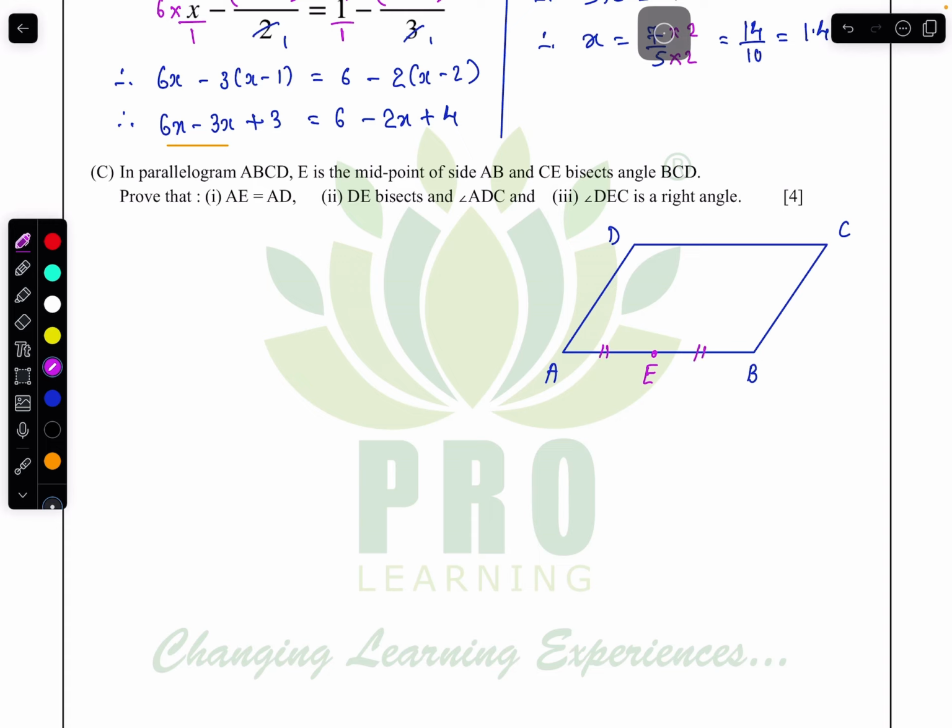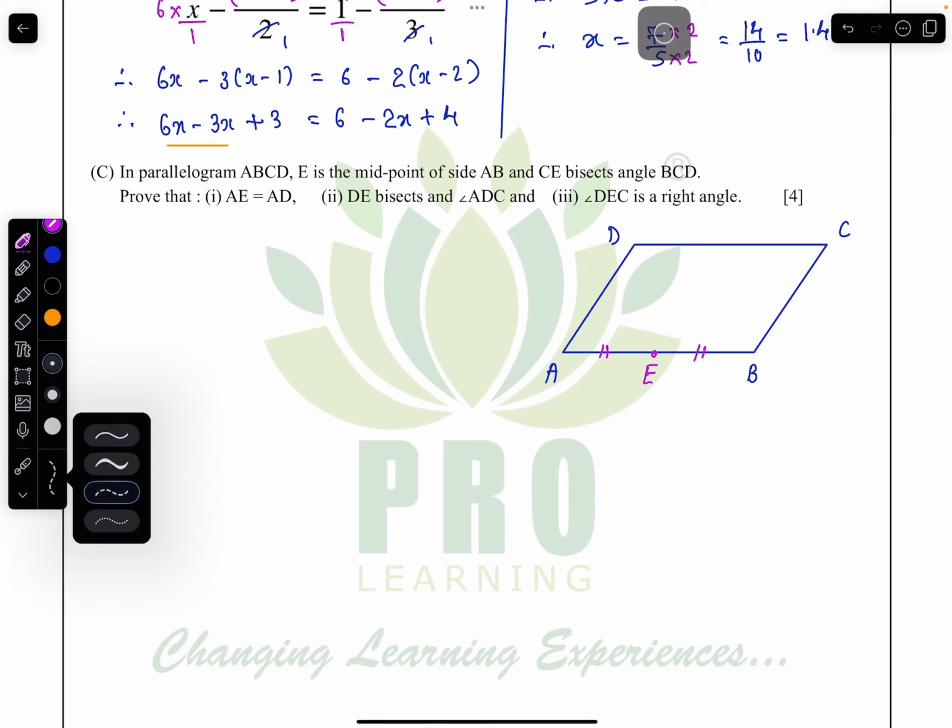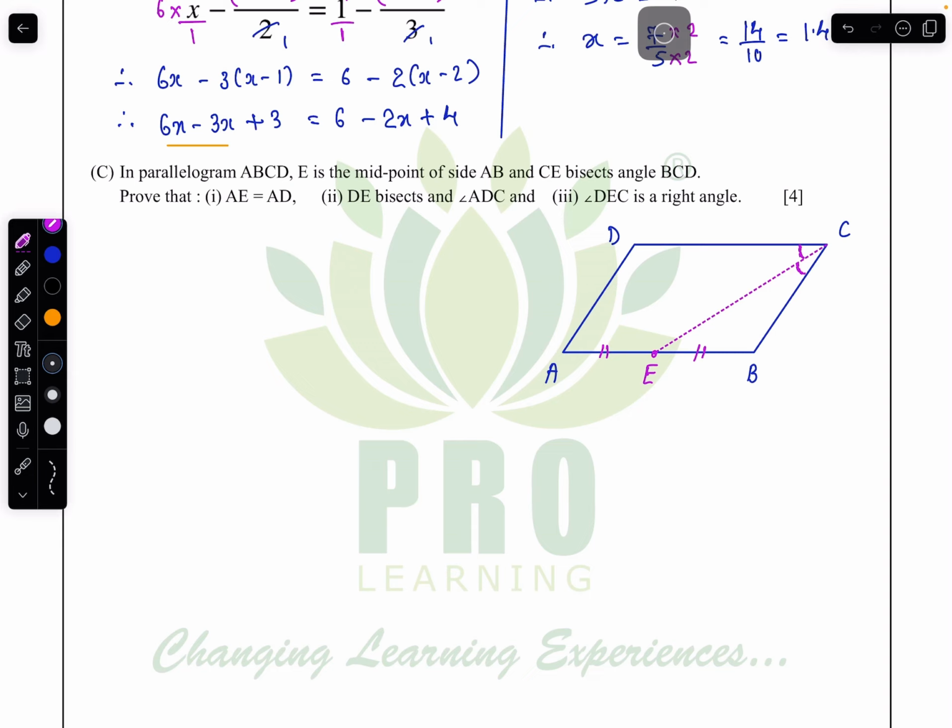So we mark this. And then it says CE bisects angle BCD. CE, we join this and it is bisecting here. So the CE bisects angle BCD. So we know this angle of ours and this angle, they both are equal. BCD is getting bisected. Then it says prove AE is equal to AD.